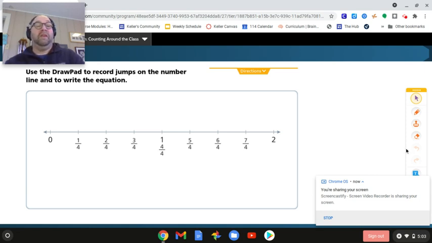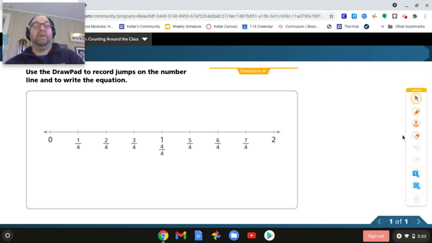All right, so in today's lesson, we're going to be doing a little counting around the class, and this is kind of interactive, so you will be working with the material as you go through the process. So if you see on my screen, I've got a number line here, and it starts at 0 and ends at 2, and we notice that it's divided into fourths, and so each section represents a fourth.